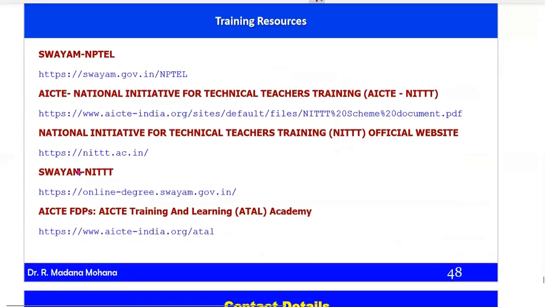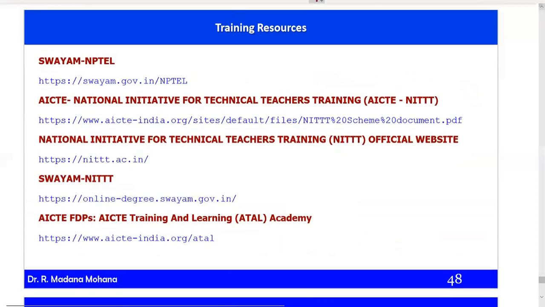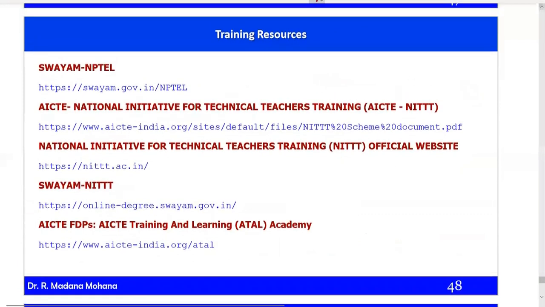Then minimum training requirements need to be fulfilled at all levels except professor and senior professor level. Some training resource websites are included here. First, for the NPTEL AICTE certificate, Swayam NPTEL, the official website is swayam.gov.in/NPTEL. Then for the mandatory AICTE National Initiative for Technical Teachers Training, that is AICTE NITTT.